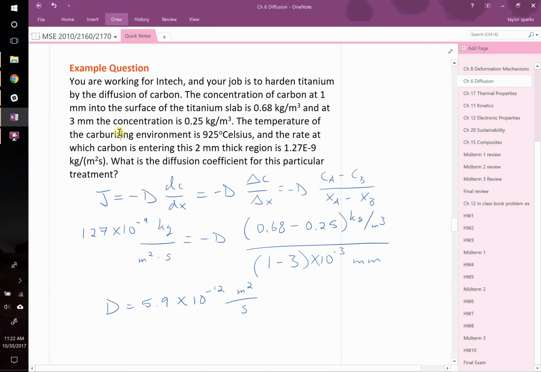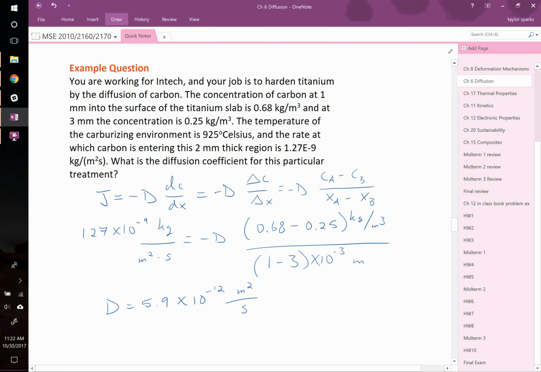Okay, hopefully you came up with the same answer we did. On our end, doing J equals negative D dC/dx, that's Fick's first law, which we know to use because this is steady state conditions, right? That is equal to delta C over delta X, and that's CA minus CB over XA minus XB. So we punch in our flux here. We're given the flux. We're told that it's a 2 millimeter thick region, right? So it's 1 millimeter minus 3 millimeters. That's the 2 millimeters, right? Oh, sorry, that's supposed to be in meters.